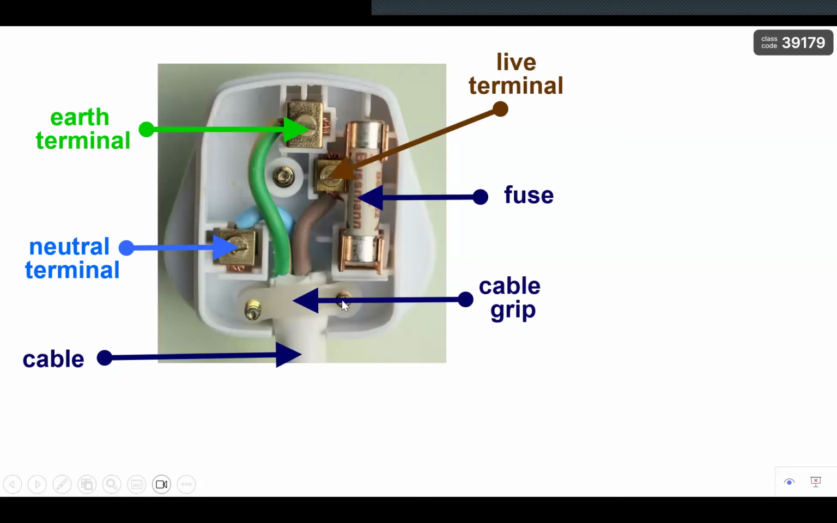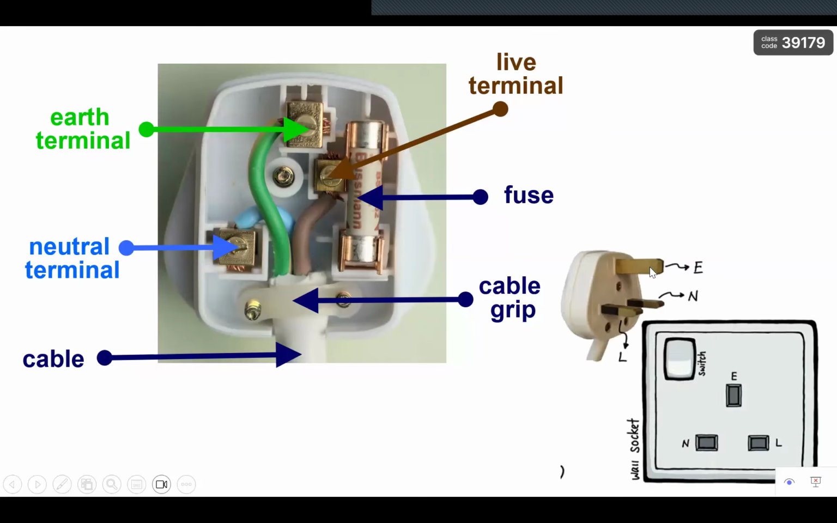Okay, and then I have a cable grip that grips this cable. The purpose of the cable grip is to ensure that with any tugging of the cables, for example, you trip over 3-pin plug cables, or someone is pulling on the cable, this cable grip ensures that all these wires remain connected to the terminals, instead of being pulled out of the terminals and the wire coming loose. Because when the wire comes loose, it becomes an electrical hazard as well. It may cause a short circuit. Okay, so I don't want the wires to come loose. That's why I have a cable grip over here.